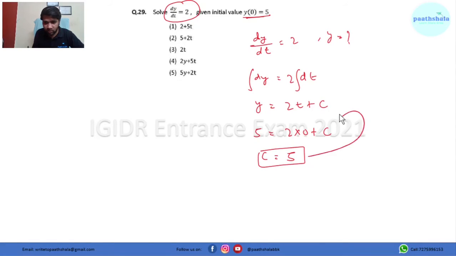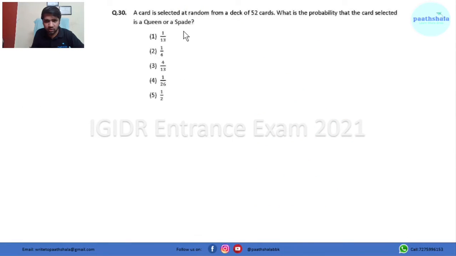Now put this value in this equation. So ultimately the expression will come out to be y = 2t + 5. So this is your option. By the choices, 2t + 5, so option B or option 2 is the right option. Okay. Now let's move to the last question of the session.